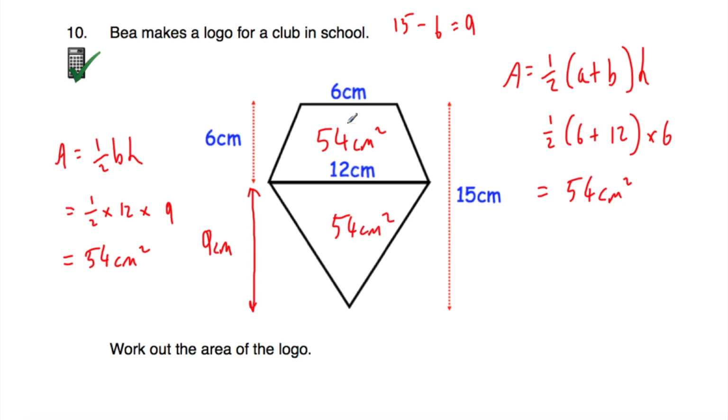So that's fantastic. Now we just need to add them together, and that'll be the area of the logo. So 54 plus 54 is equal to 108 centimeters squared. And that's it. That's the area of the logo.